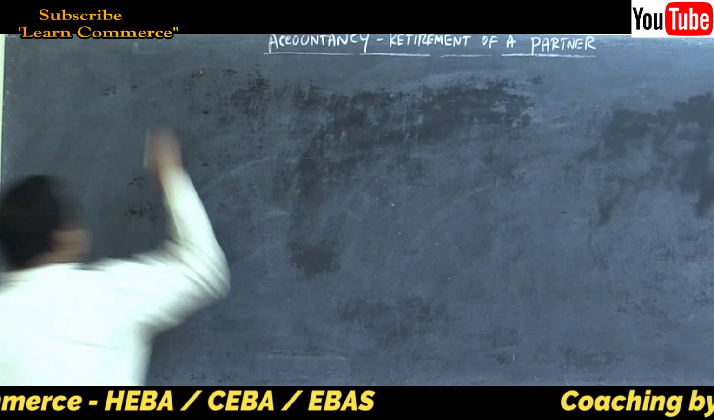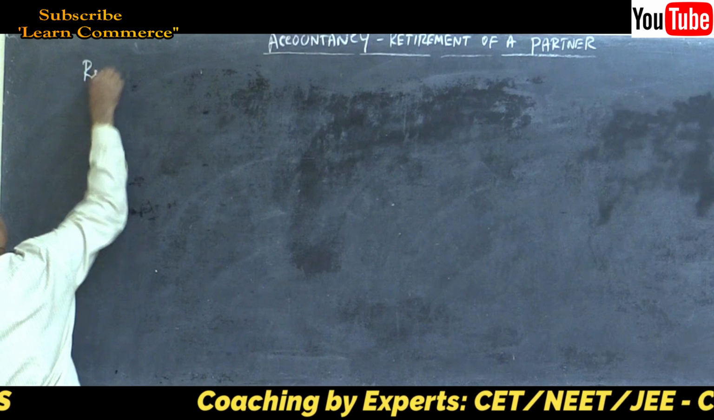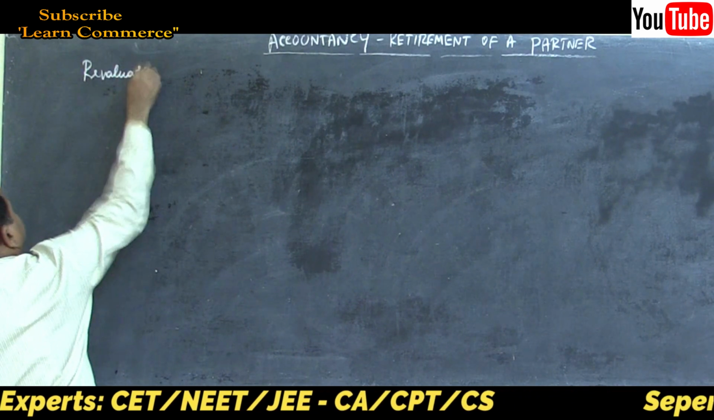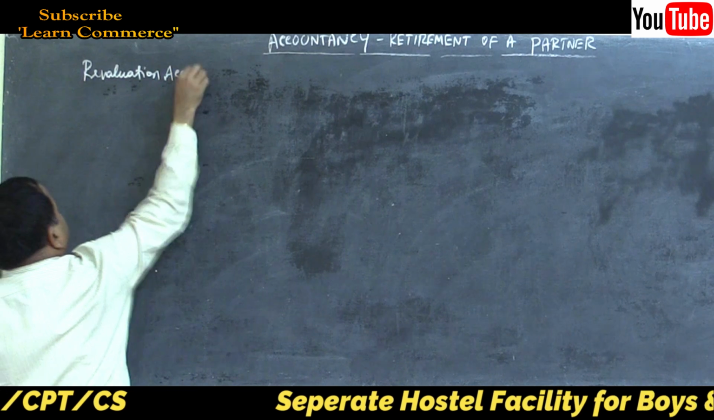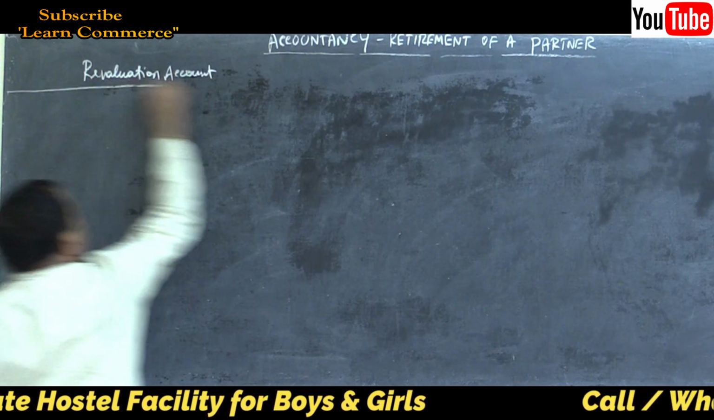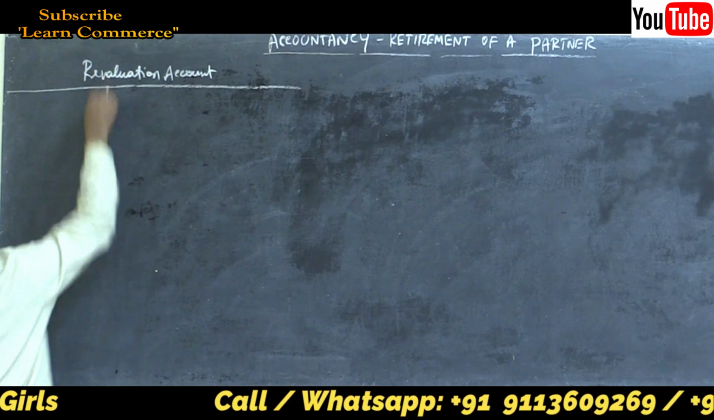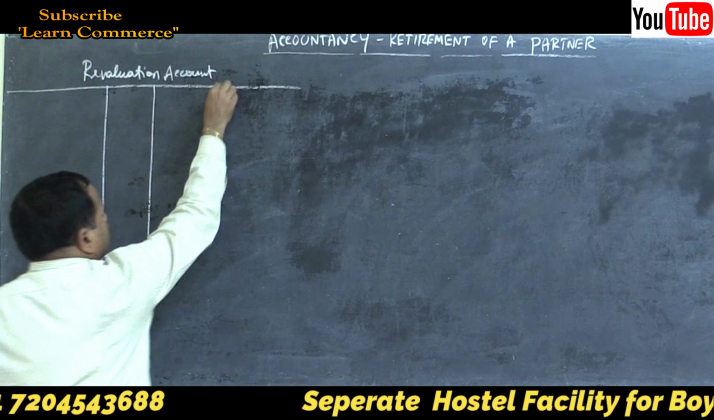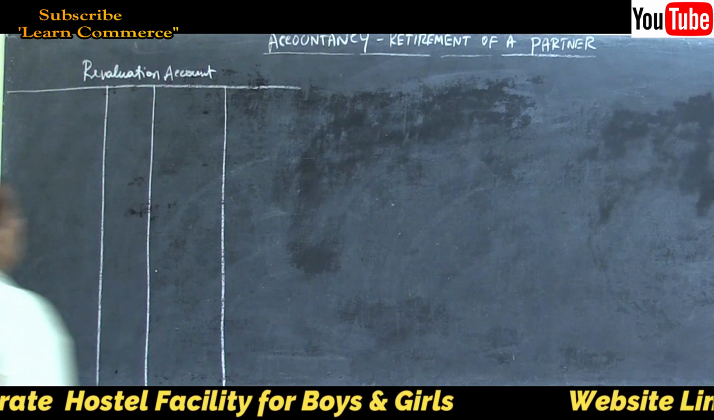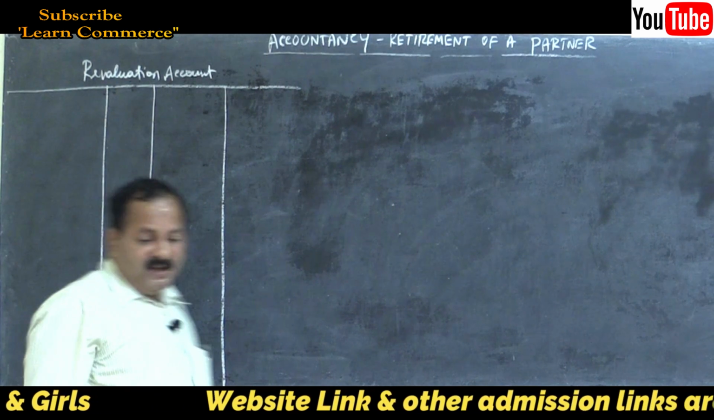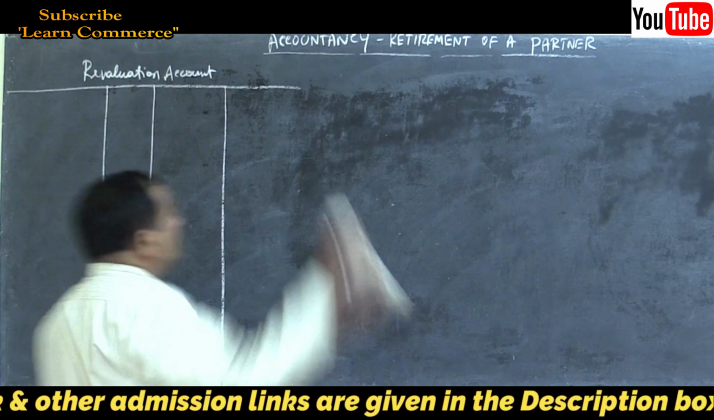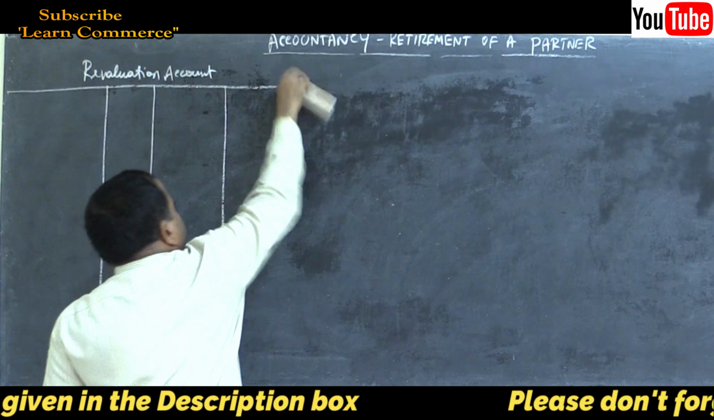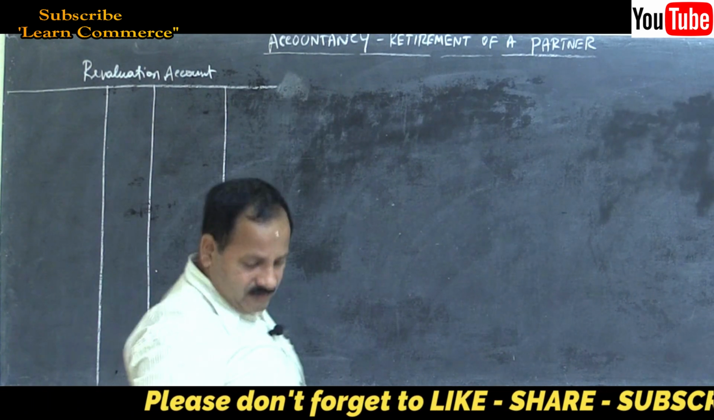First one is revaluation account. Draw the columns. Revaluation account. Debit and credit are a must. Write it. Then write the column headings: particulars, JF, and amount in rupees. Amount in rupees. Draw the columns. That's all.